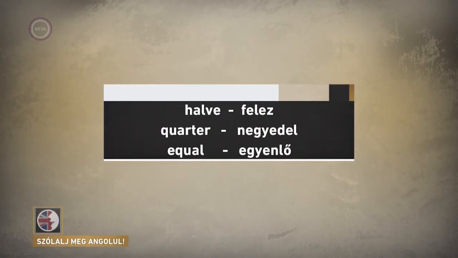We can use 2 verbs here, to halve, meaning to cut into 2 equal parts, and to quarter, meaning to cut into 4 equal parts. There is no verb to third. So, those are fractions, less than 1 of something.